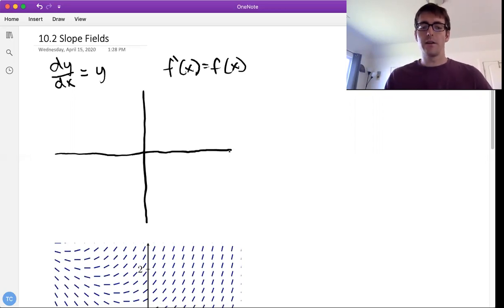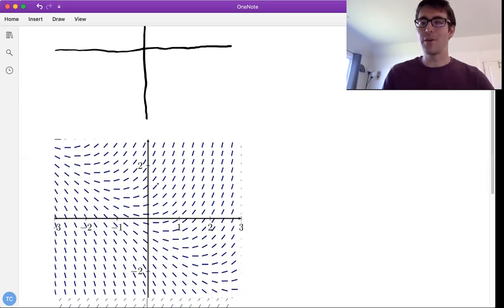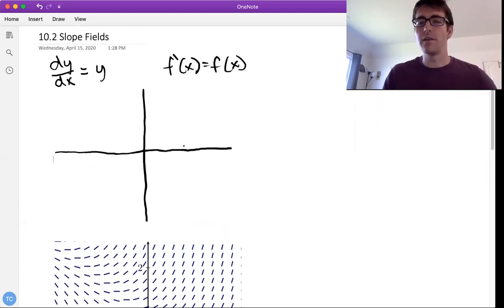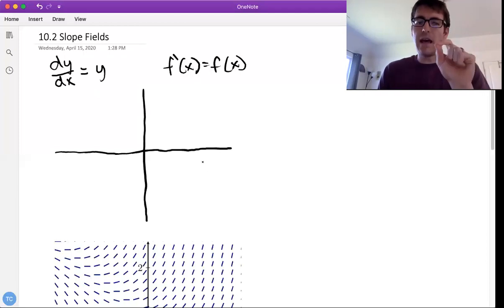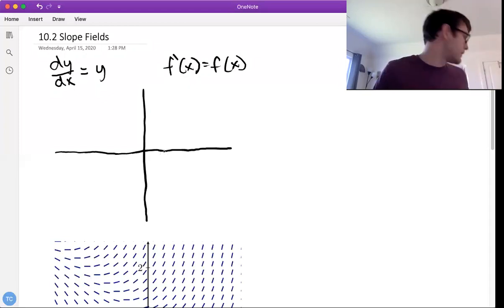So we can see down here what a computer-generated slope field looks like. I'm going to do this one, at least the start of it, by hand. The idea is at every point in this plane, wherever we are, I want to be able to write down what the slope of the function should be at that point. So if the function goes through that point, we want to know what its slope is.